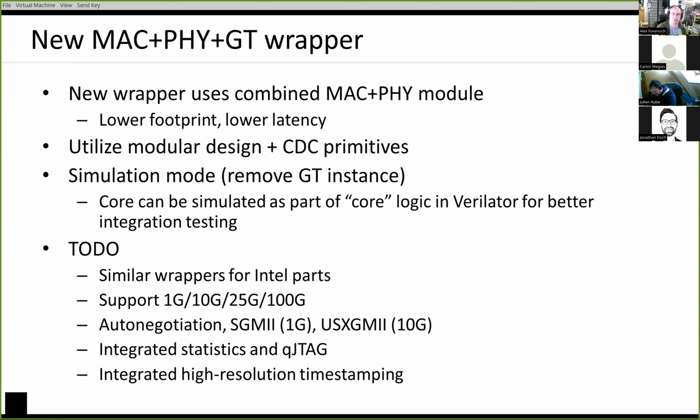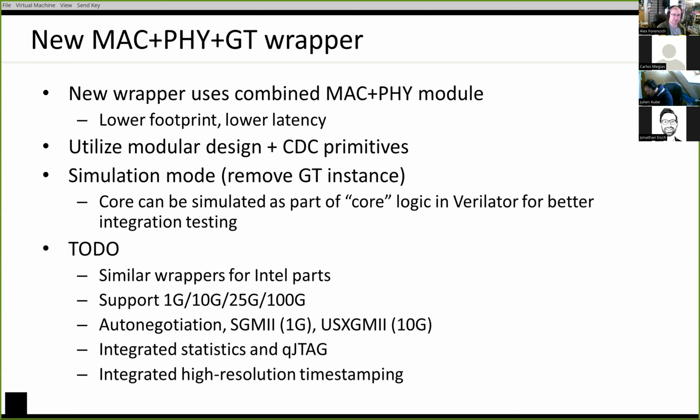So long-term to-do for this, I need to make similar wrappers for the Intel parts. I need to support potentially some additional rates. It'd be useful to support 1 gig, be useful to support 100 gig, so I can have a wrapper that has a CMAC in it that you can also run either one lane at a lower rate or all 4 lanes separately at lower rates. I'm also looking at supporting auto negotiation and SGMII, USXGMII for interfacing either with plug-in modules that run at different rates or with PHY chips.